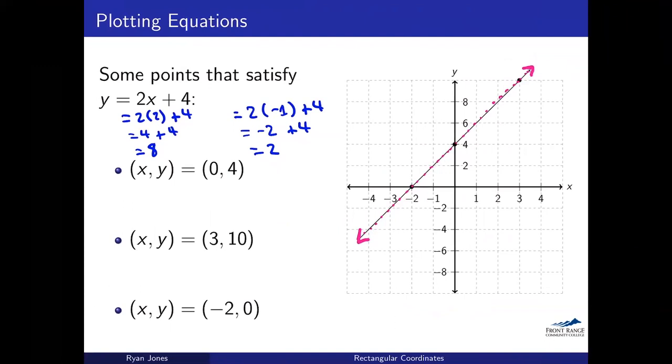Later, we'll get more into how to do this in a faster way. We won't bother plugging and chugging and just picking a bunch of points that work. We'll actually look at things like slope. We'll look at things like a y-intercept. We'll see some other faster ways to do this. But for now, we'll just focus on plotting points and then connecting those points to make a line. So we'll go ahead and call that the lecture right there, and we'll be on our way.